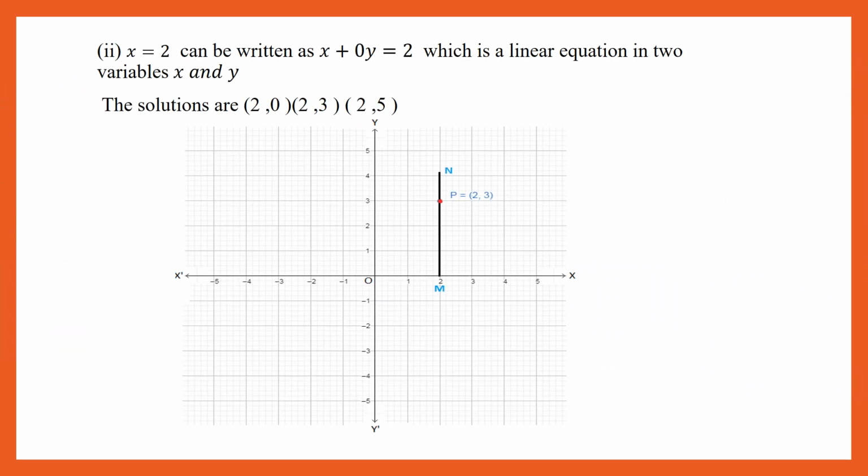To represent the equation on a Cartesian plane, the equation x equal to 2 should be converted into an equation in two variables, which can be written as x plus 0y equal to 2, where it will have infinitely many solutions and the solutions can be (2, 0), (2, 3), (2, 5) and so on. We can plot the solutions (2, 0), (2, 3), (2, 5) on a graph paper and we can see it will be parallel to the y-axis at the point x equal to 2.